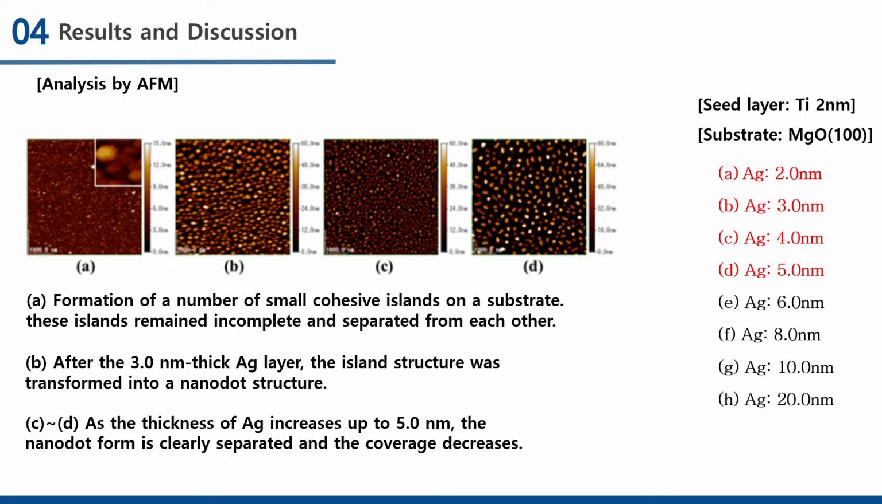When the silver was 2 nanometer, we can see formation of a number of small cohesive islands on a substrate. These islands remained incomplete and separated from each other. After the 3 nanometer of a silver layer, the island structure was transformed into a nanodot structure. As the thickness of silver increases up to 5 nanometer, the nanodot is clearly separated and coverage decreases.